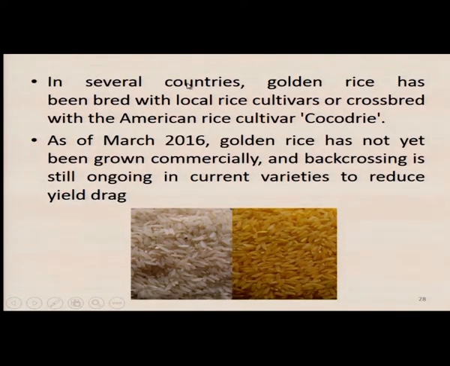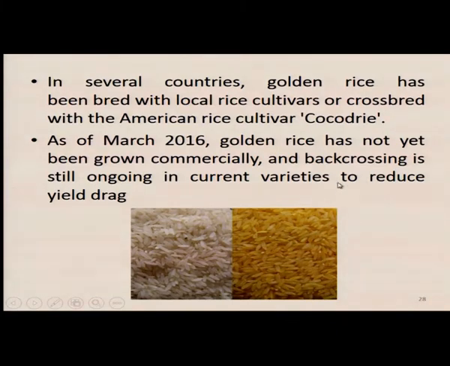In several countries, golden rice has been bred with local rice cultivars or crossbred with the American rice cultivar Cocodrie. So what happens is that once you have a golden rice plant, you breed it with the local rice cultivars and create a hybrid which can be cultivated locally. As of March 2016, golden rice has not been grown commercially, and its backcrossing is still going on in current varieties to reduce the yield drag.